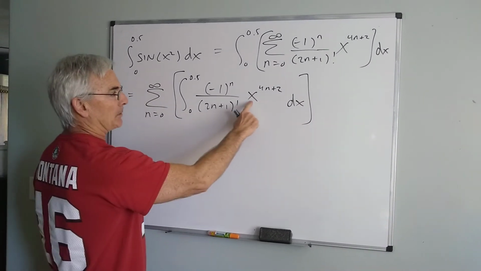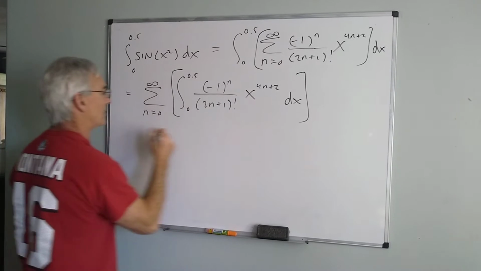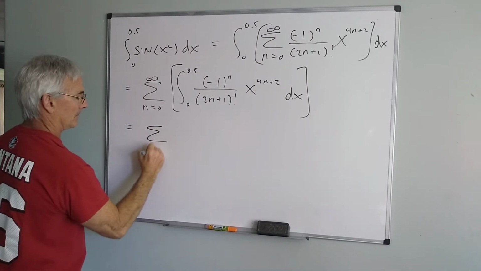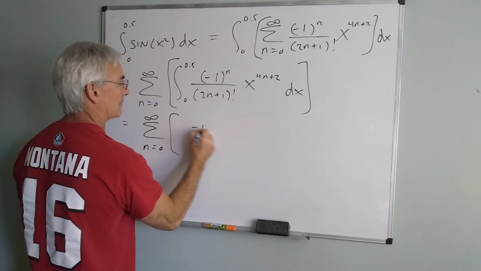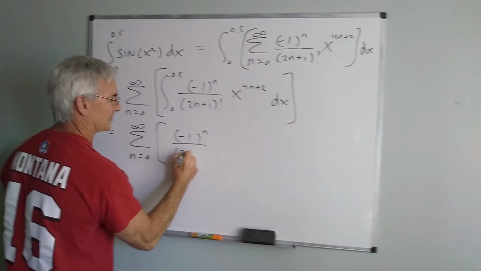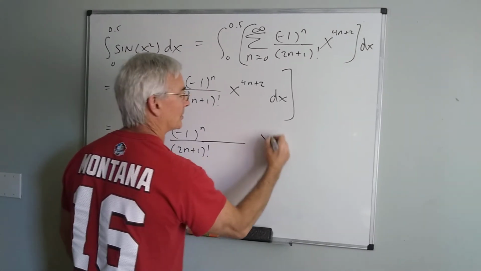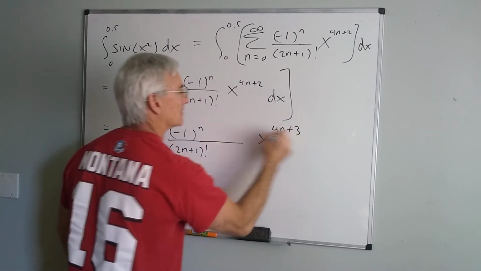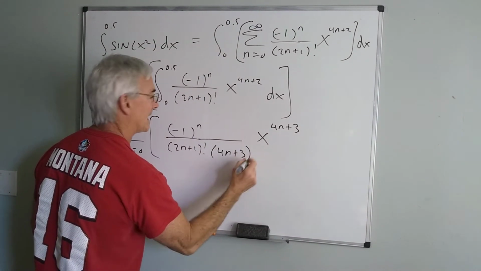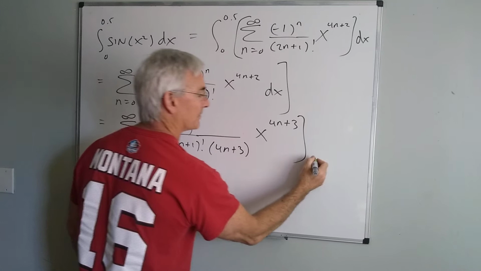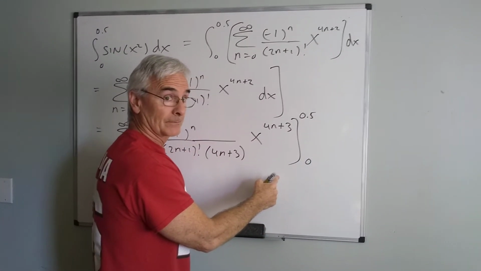At this point in the problem, x is the only variable, not n. So I just perform this integration like I would normally do. And then from here, looking at my integrand, this is a constant. Raise the exponent by 1, and then put that coefficient down below. And then with this quantity here, I would evaluate it from 0 to 0.5.